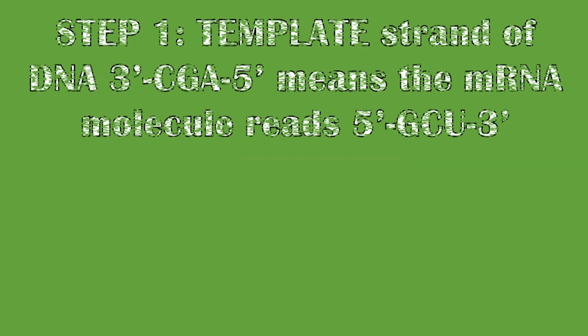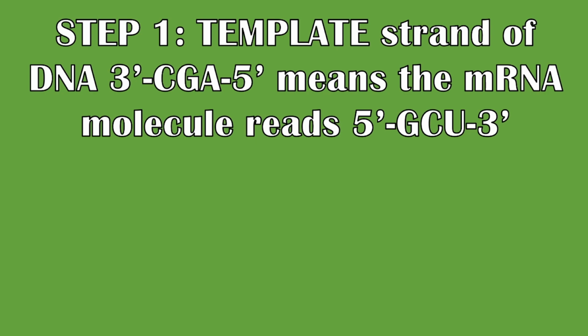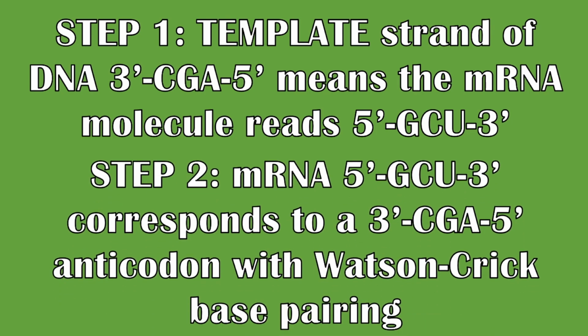For step 1, we're going to find our mRNA strand. So if our template strand of DNA reads from the 3' to 5' CGA, that means that our mRNA molecule will read from 5' to 3' GCU. With our mRNA codon, we can find our anticodon. So step 2, we're looking at our mRNA molecule, right, of GCU. We know that our anticodon will be from 3' to 5' CGA. This is with our Watson-Crick base pairing.